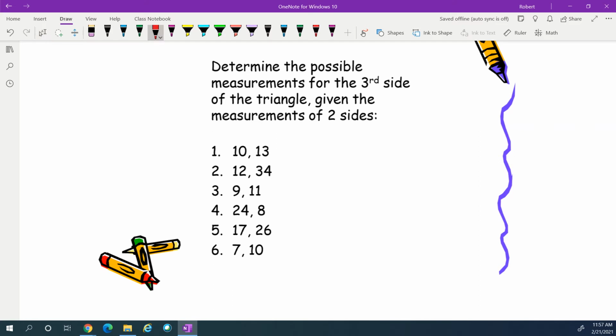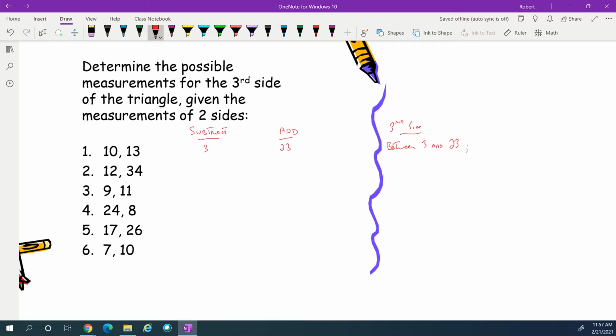So again, what we're going to do is subtract and add. When we subtract, we get 3. When we add, we get 23. So our third side is between 3 and 23.